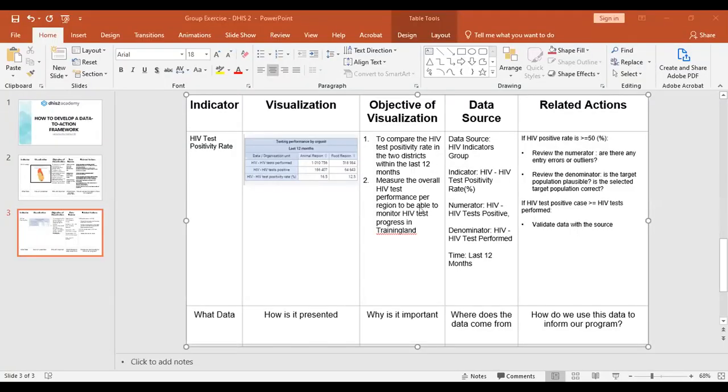Hello, I will be presenting for group three. Hi, Chan, yes. Please share your screen. I'll just share my screen. Okay, so here you go. We can see.